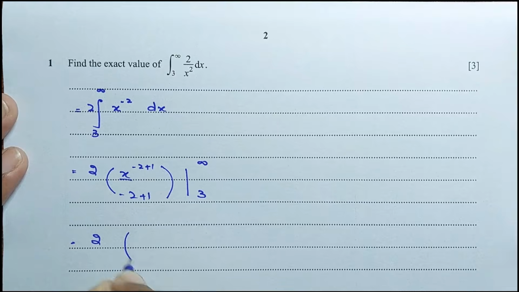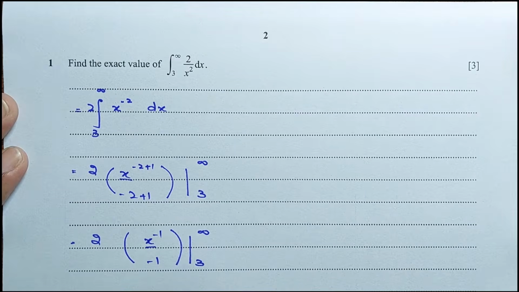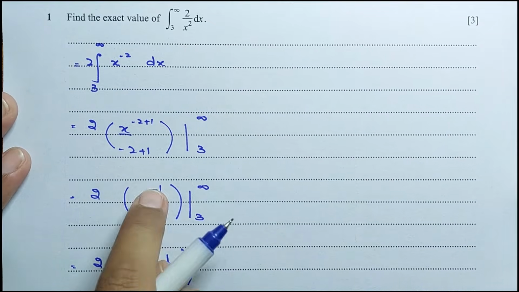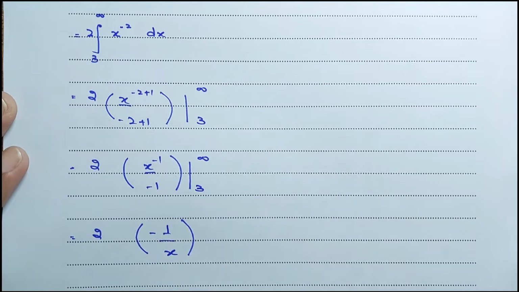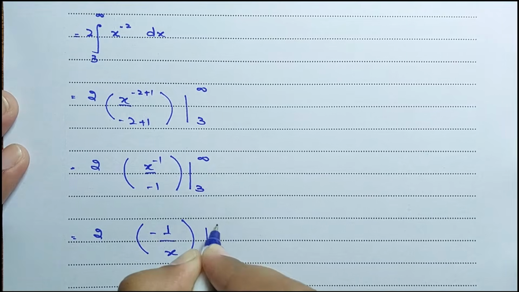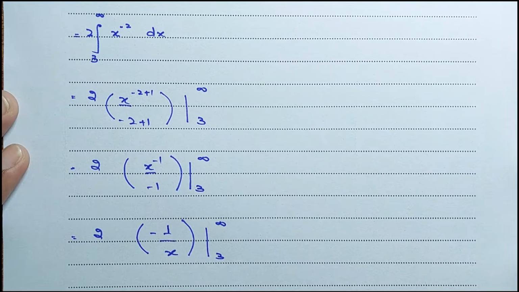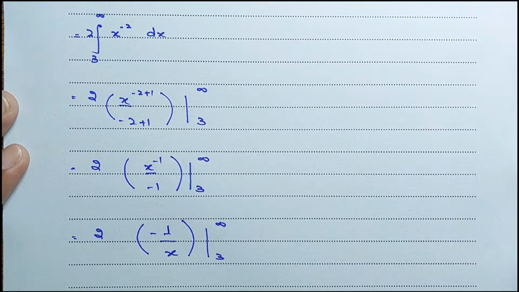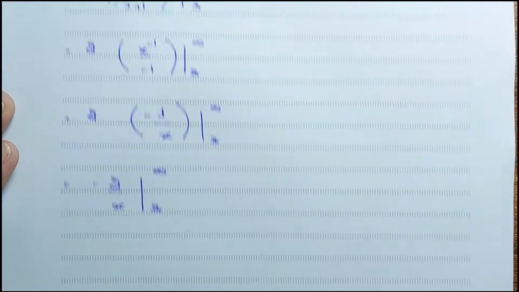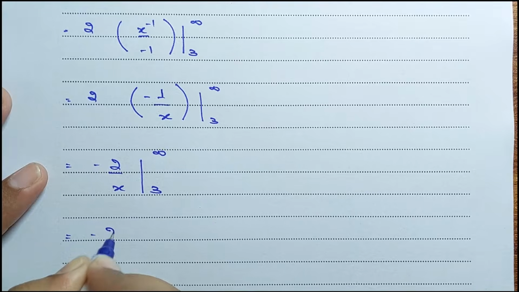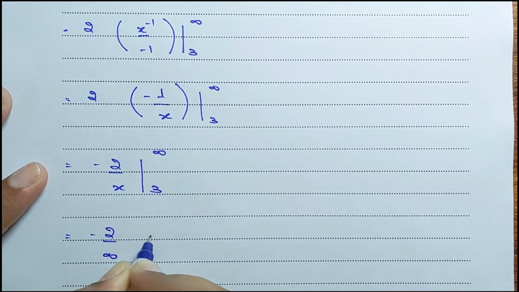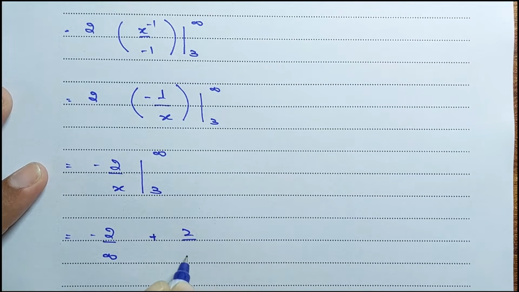Okay, so this is 2 x to the power minus 1 over minus 1, and the limits are from 3 to infinity, and we have 2 and minus 1 over x. I shifted x to the power minus 1 to the denominator, so minus 1 over x, and the limits are from 3 to infinity. Alright, so this is minus 2 over x, from 3 to infinity. Now let me substitute the limits. So minus 2 over infinity and plus 2 over 3.